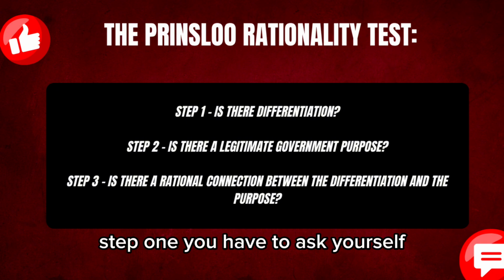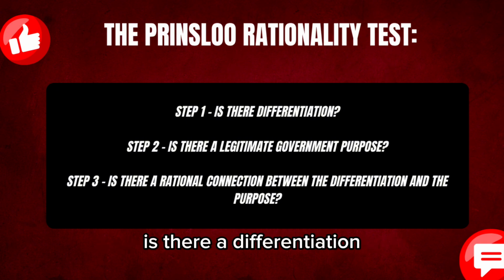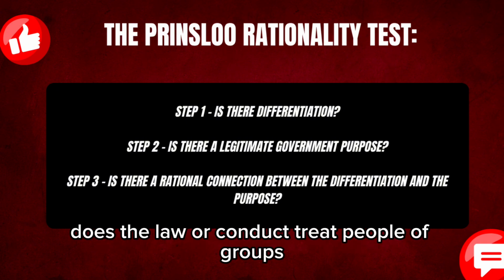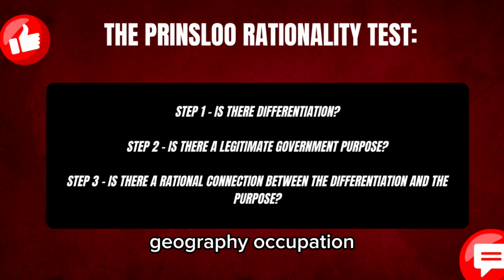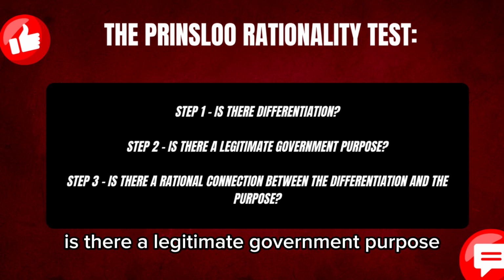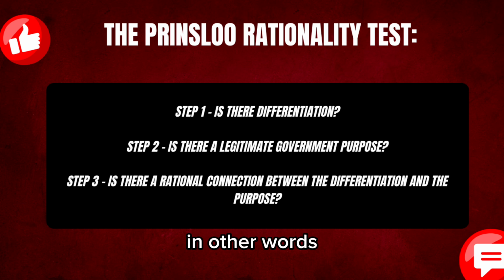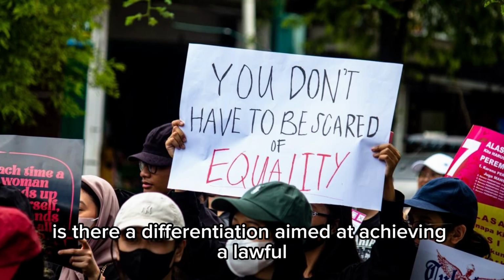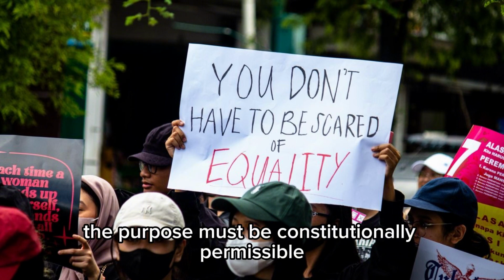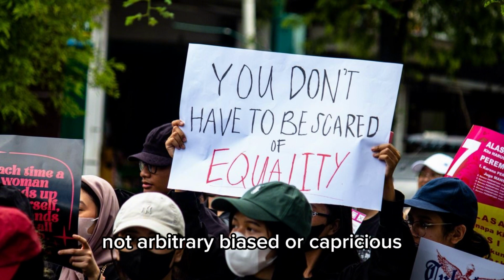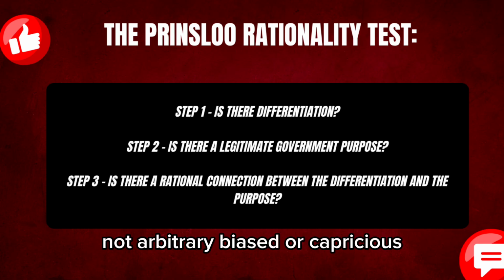Step 1. You have to ask yourself, is there differentiation? Does the law or conduct treat people or groups differently? This can be based on any characteristic, geography, occupation, status, or otherwise. Step 2. Is there a legitimate government purpose? In other words, is the differentiation aimed at achieving a lawful or reasonable objective? The purpose must be constitutionally permissible, not arbitrary, biased, or capricious.